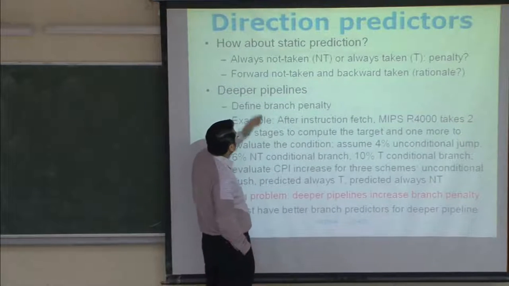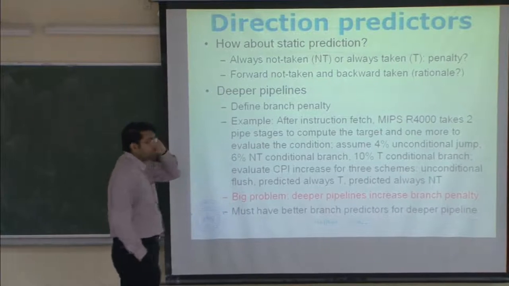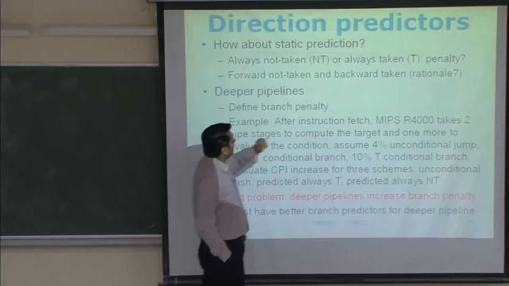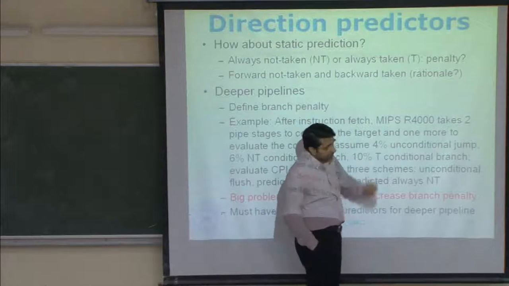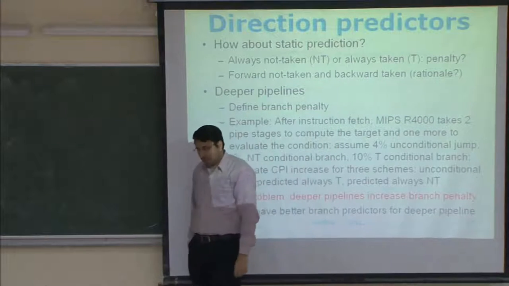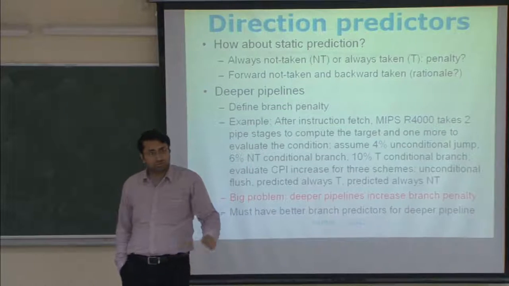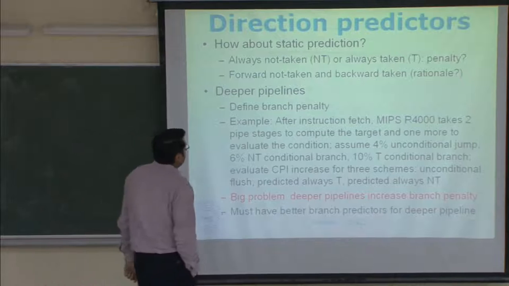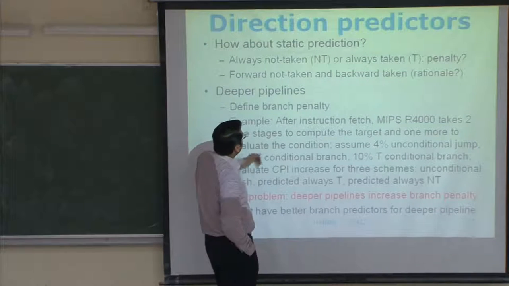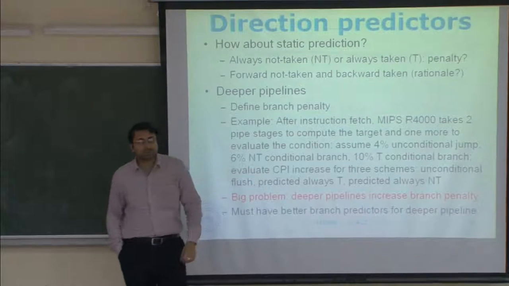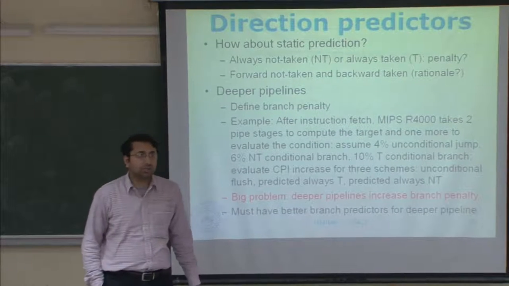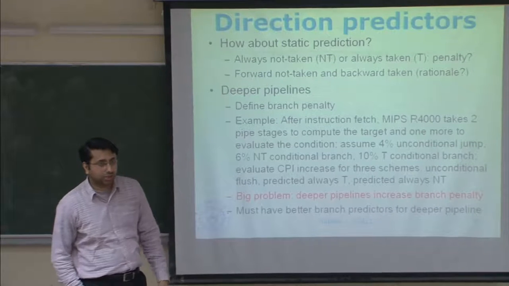A slight improvement upon that is forward not taken and backward taken. This particular decision favors loop branches, which are mostly taken, and they are backward branches. Whereas forward not taken comes from the fact that in if-else type of constructs, most often you execute the if block rather than the else block.